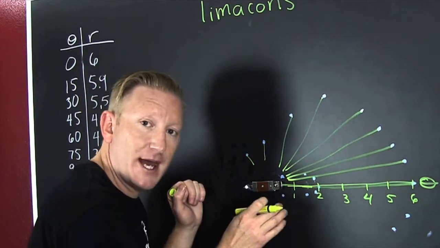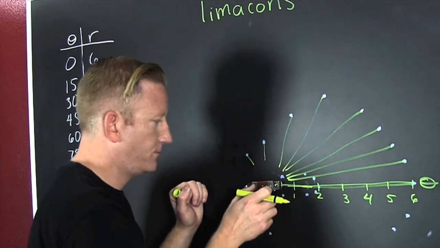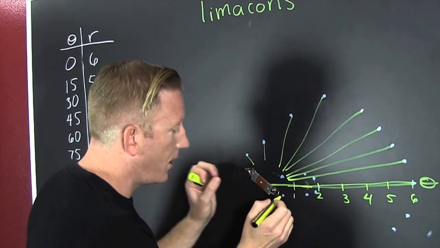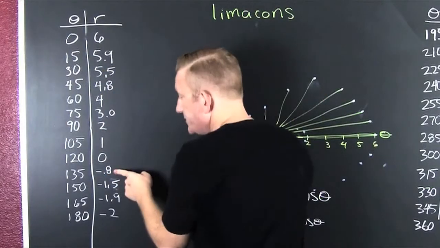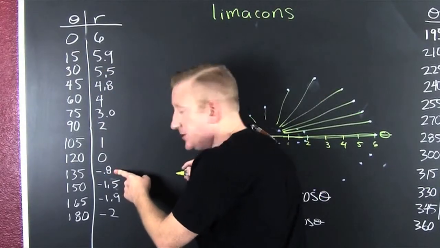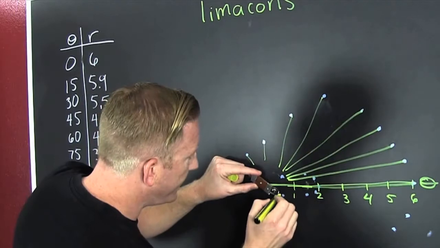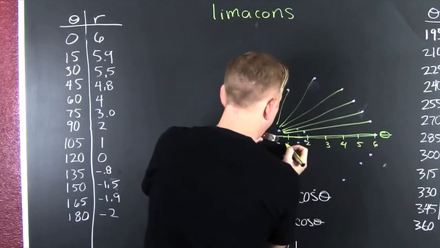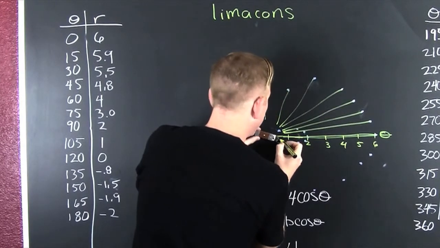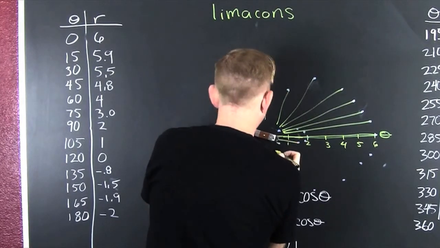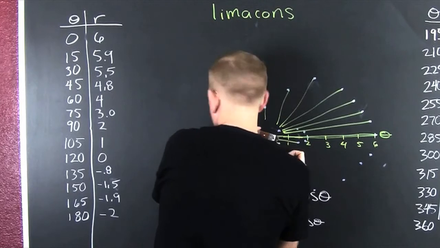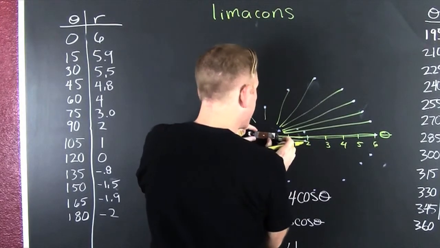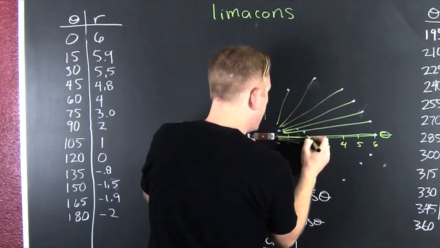Then what happens? Our r goes negative. When it goes negative right there, it's 135 degrees. Then it goes to 150 degrees, still going negative. And then at 165 degrees, it's there. And now we're at a half circle, at 180 degrees.